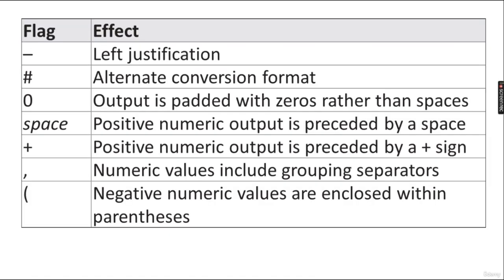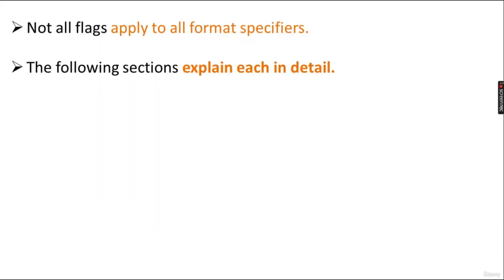Dash: left justification. Hash: alternate conversion format. 0: output is padded with zeros rather than spaces. Space: positive numeric output is preceded by a space. Plus: positive numeric output is preceded by a plus sign. Comma: numeric values include grouping separators. Opening parenthesis: negative numeric values are enclosed within parentheses. Okay, note all flags do not apply to all formats. We will see those one by one in detail.